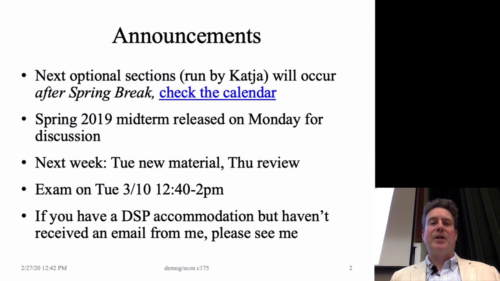We do have an answer key which we may release at a later date, but we're going to give you the exam first, and then we can talk about it, especially a week from today in the review session in class next Thursday. So the plan is new material today and also on Tuesday, and then a review in class on Thursday, and then on the following Tuesday, March 10th, the exam in class, the regular class time, 12:40 to 2 p.m.